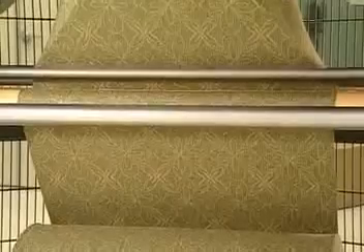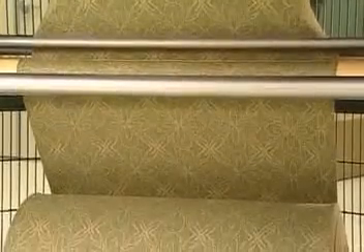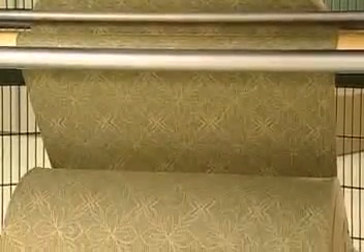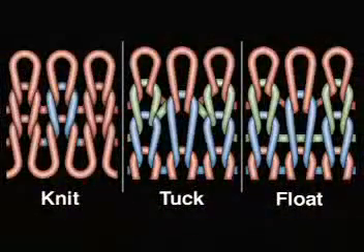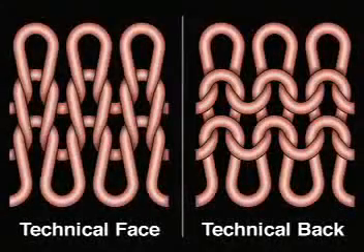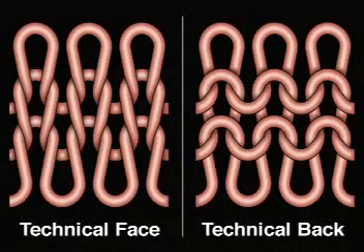In this segment, we discuss the design of the fabric and the basic stitches that make up knits. There are only 3 types of loops or stitches possible in weft knitting: knit, tuck, and float. Let's take a look at the first one, the knit stitch.